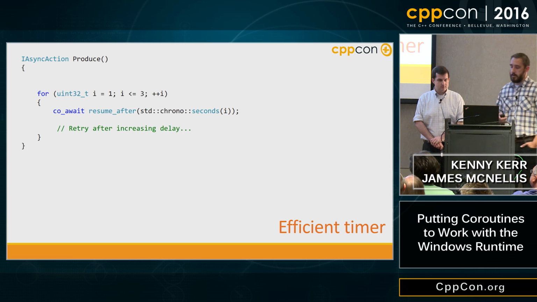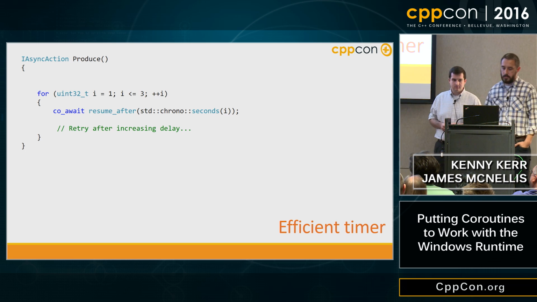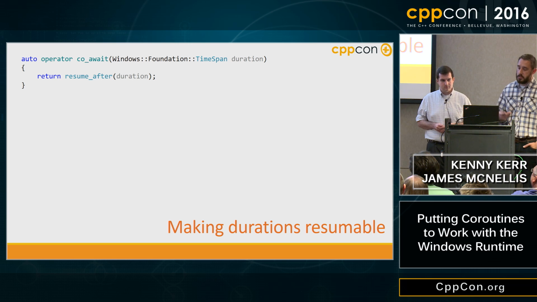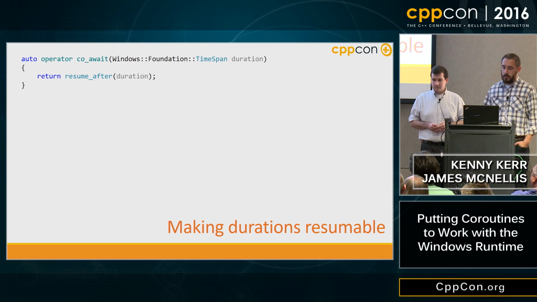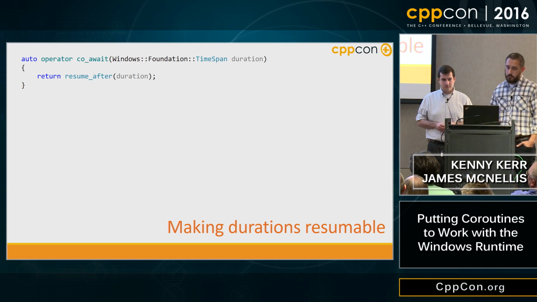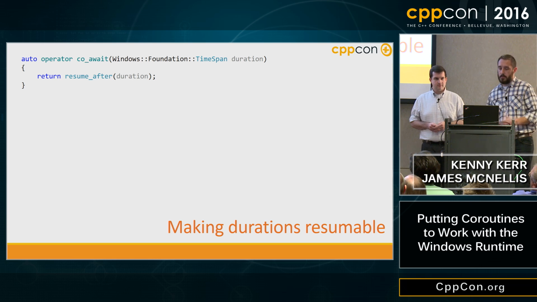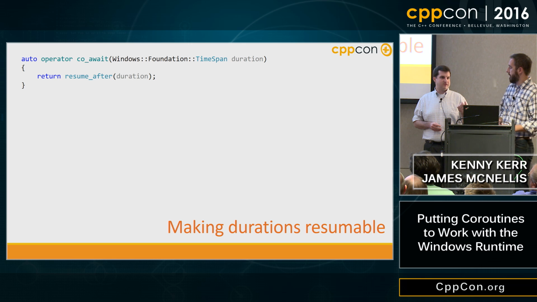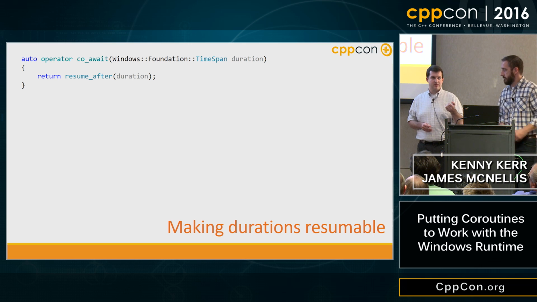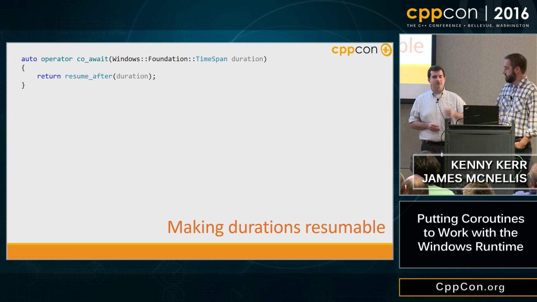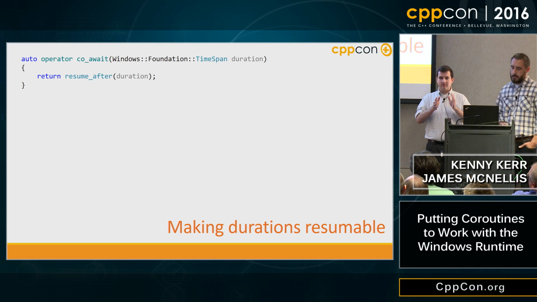Now, there was a question earlier about how we do that 1 second co-await. That's simple. What we have is the operator co-await, and you should know this by now. We have the conversion, which turns it into an awaitable type using the resume after type I just showed you. And time span is just a typedef for a chrono duration, with the appropriate periods so that it matches the OS time span.